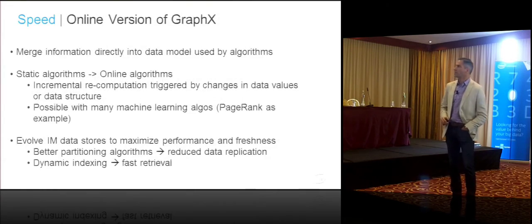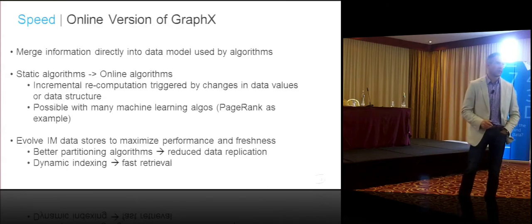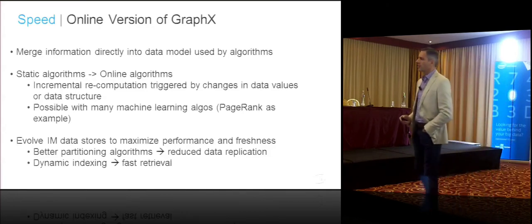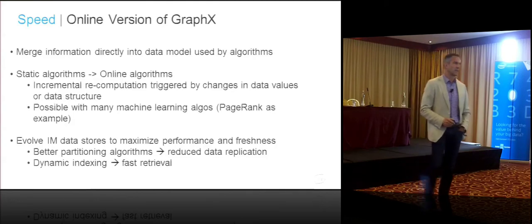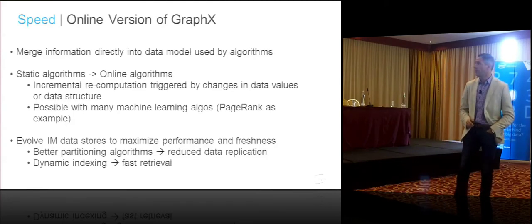And so what we're doing is we're merging information directly into the data model, and we've created algorithms that are incremental versions of classic machine learning algorithms. And it's also going to require us to revisit indexing and revisit the way we partition data to be efficient as things evolve. With the graph, the system can be very imbalanced over time.